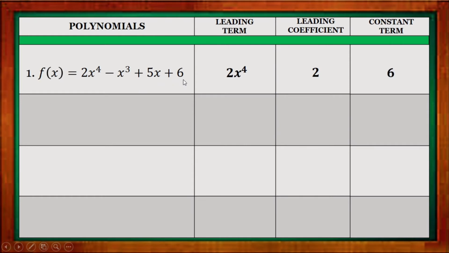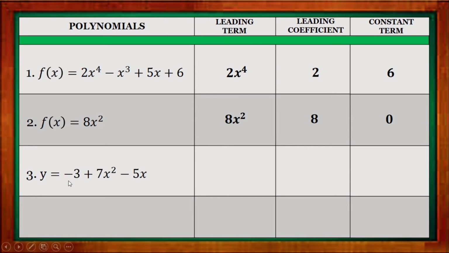So let us have another example. So given the function f of x equals 8x squared, our leading term here is 8x squared. Our leading coefficient is 8. And our constant term is 0, since we have no constant term here.